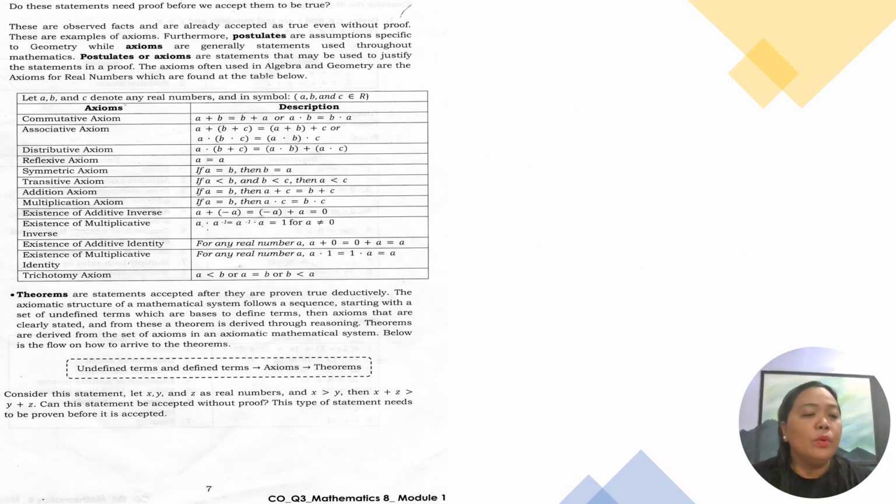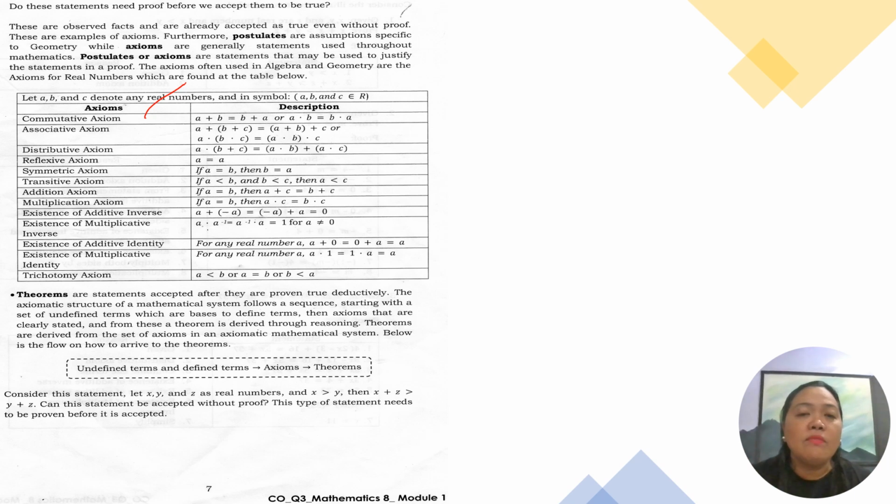On page 7 of your module, we have the table for our axioms and their descriptions. For axioms, again, we accept them even without proof. Axioms are generally statements used throughout mathematics, while postulates are statements that may be used to justify the statements in a proof. So for our properties of equality in geometry, we use axioms. For example, we have the commutative property of equality. In geometry, we call it the commutative axiom.